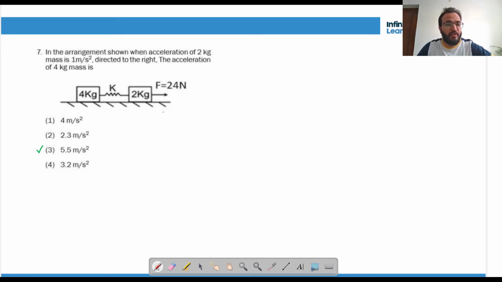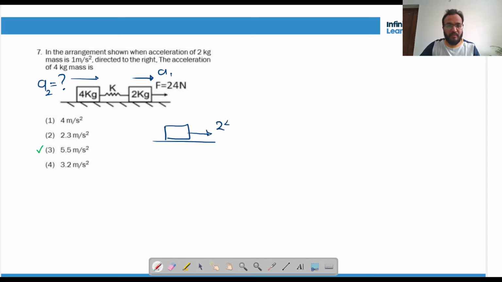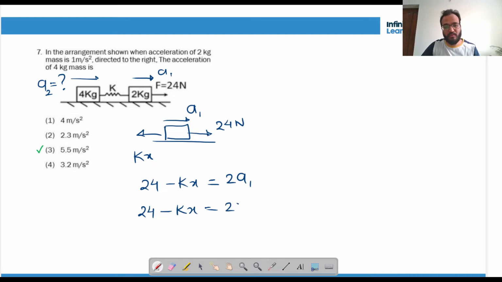Here they are saying the acceleration of the 4 kg mass is... they have given the acceleration a1, and they are asking what is a2. Now let's talk about the 2 kg block. 24 Newton is acting forward, spring force kx is acting backward. So you will say 24 minus kx is equal to 2 into a1. a1 is how much? 1. 24 minus kx is equal to 2 into 1, that is 2. So kx is equal to 22 Newton.